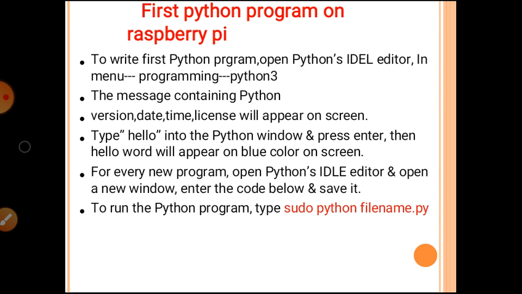Then type hello into the Python window and press the enter key. Then the hello word will appear in blue color on the screen. For every new program, open the Python IDE editor and open a new window. Enter the code below and save it. To run the Python program, type sudo python file name with the extension .py. It is very important, that is to run the Python program we have to type sudo python, then give our file name with the extension .py.